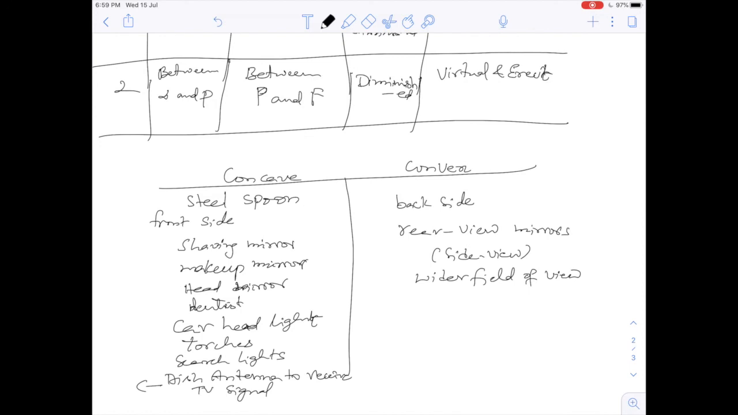Then another one, I am sure you must have observed in big shopping malls: security mirrors. Why do they use convex mirrors there? In order to see the large area of the items displayed in the shop, so that they can monitor the customers going through the shop. This is a security mirror, and because of the same reason, wider field of view. So these are certain examples.